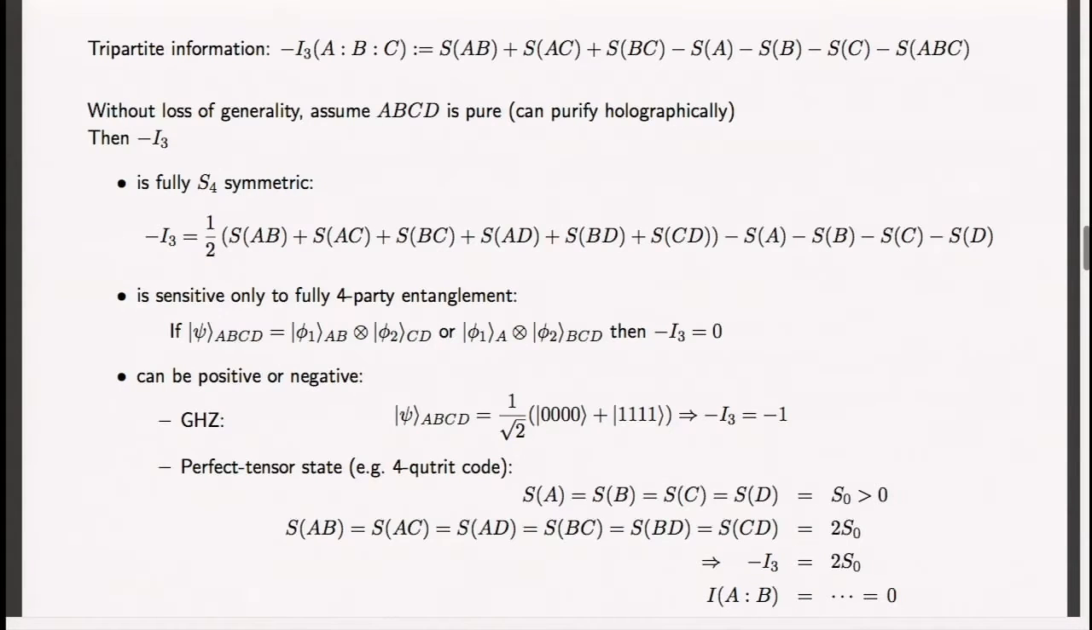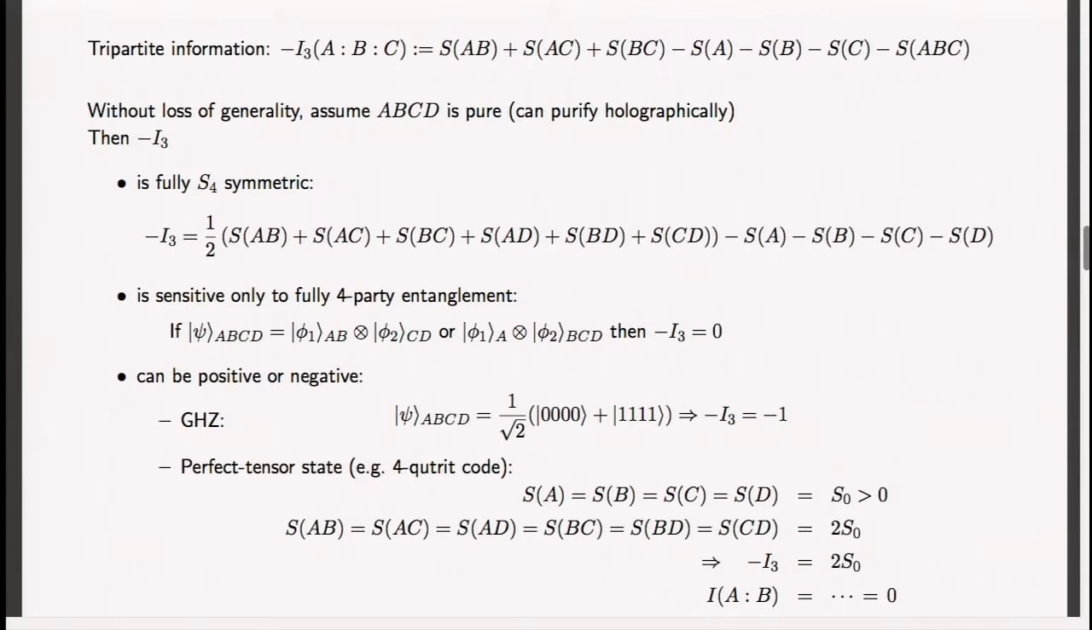Okay? It can be either positive or negative. The simplest case where it's negative is the four-party GHZ state. It's a very simple exercise to calculate minus I3 for this pure state, and you get minus 1. So this state does not obey MMI, and so this state is not a holographic state. It's not a holographic state anyway because it has a tiny entropy, but even if you had a huge number of GHZ states, that could not be a holographic state.